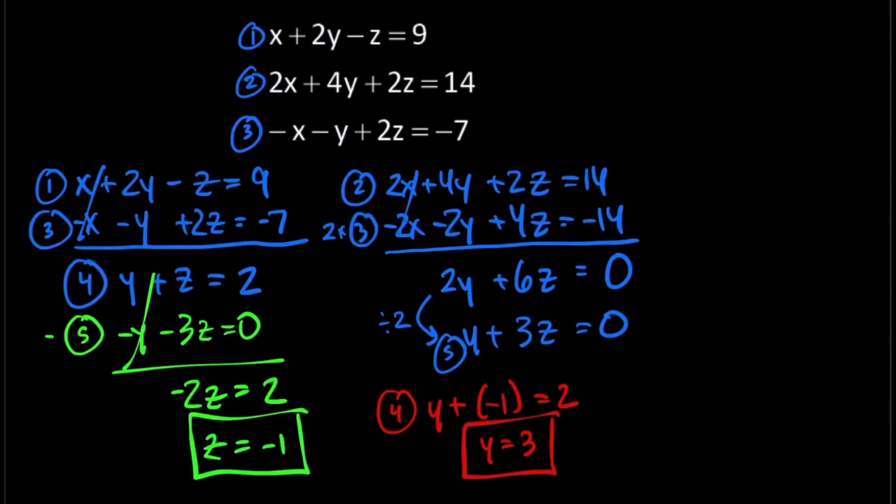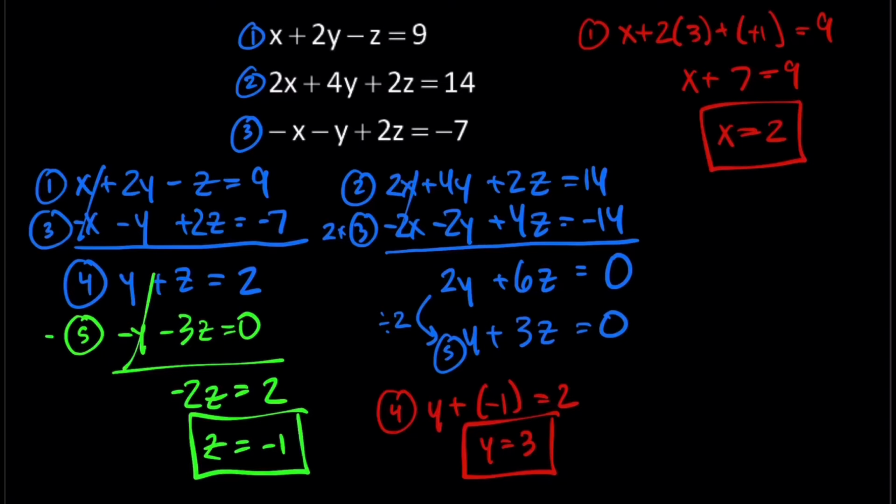All right, so that's going to give me, in equation 1, x plus 2 times y, which is 3, minus z, which is -1, equals 9. So those will cancel. This ends up being x plus 6 plus 1, which is 7, equals 9. X equals 2. So the ordered triple is going to be 2, 3, -1.